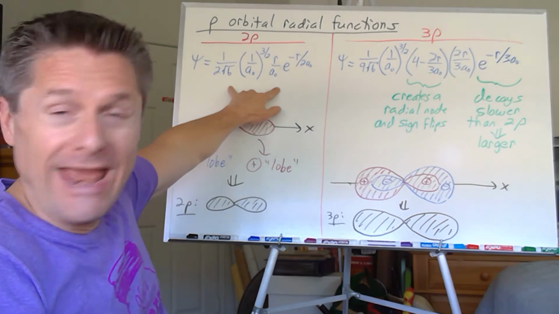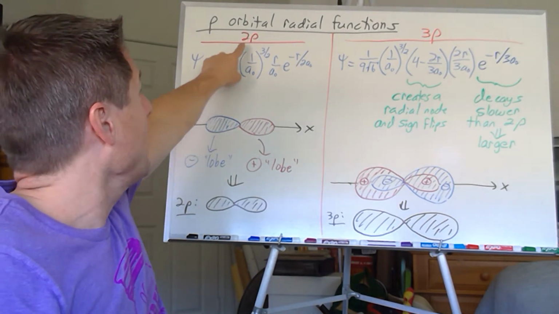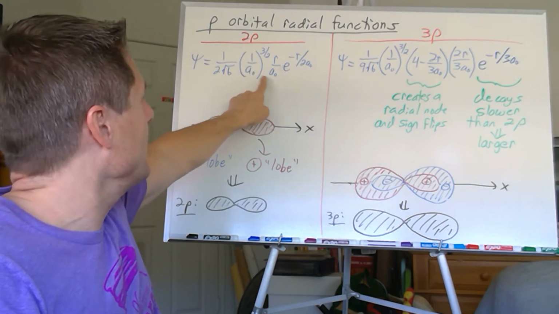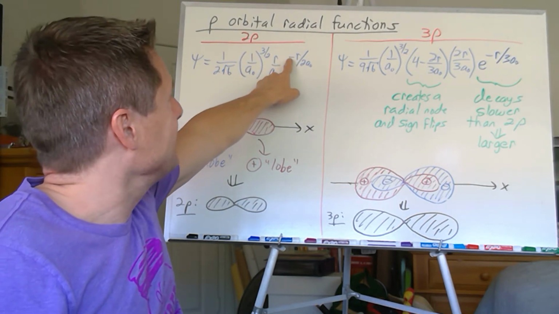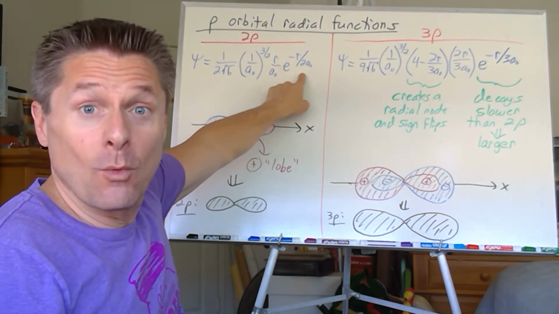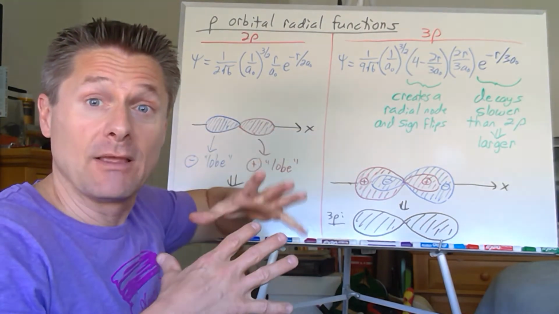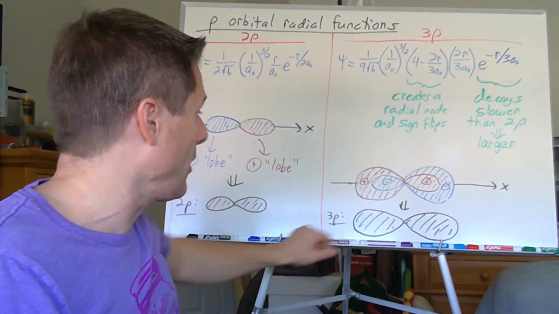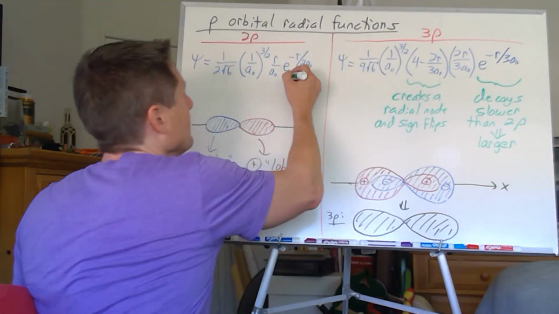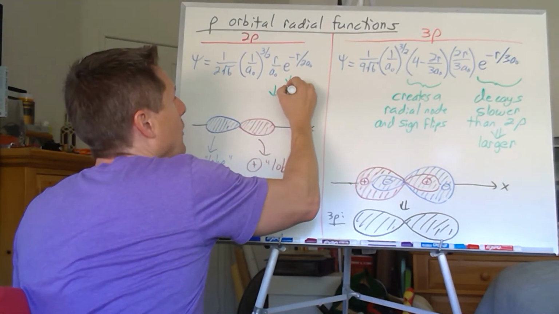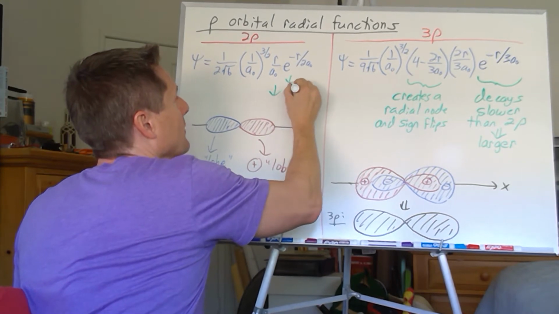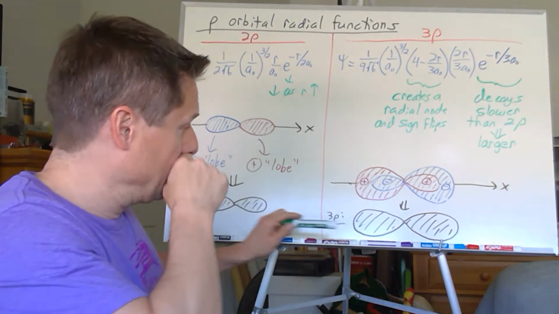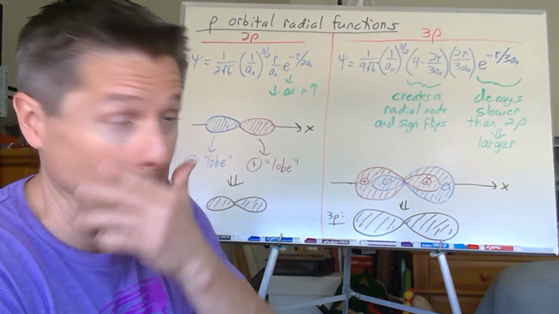So this is the radial function for a 2p, okay? So you get all these constants and stuff over here. But you see the negative r over 2a naught, so it decays. So the radial probability decreases, just like for the 1s. So this term goes down as r increases. As you get further from the nucleus, the probability of finding it gets lower and lower.